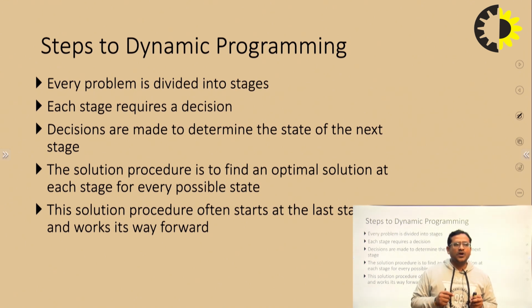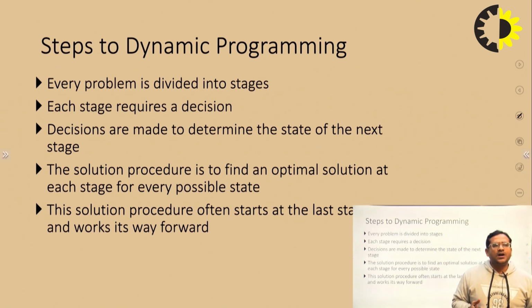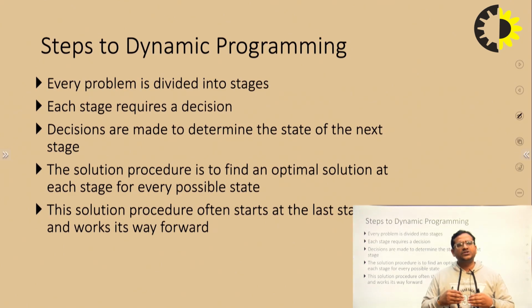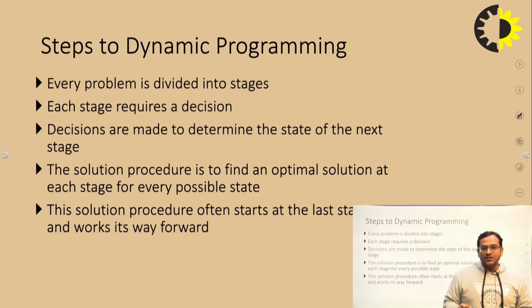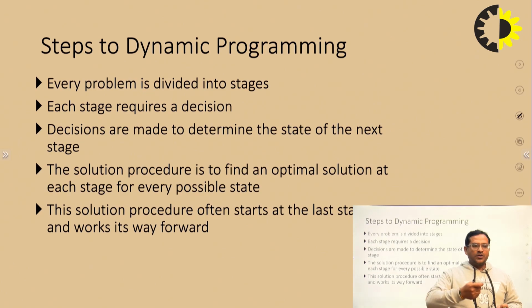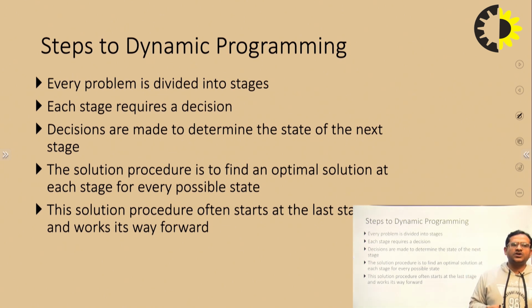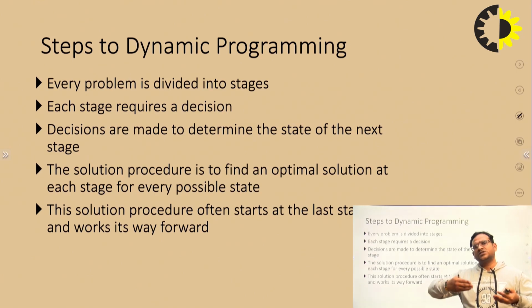What are the steps you have to follow to solve a particular problem by using dynamic programming? Every problem is divided into stages. Each stage requires a decision. You have to take a decision, and decisions are made to determine the state of the next stage. That decision is reflected in the next stage. The solution procedure is to find an optimal solution at each stage for every possible state. The solution procedure often starts at the last stage and works its way forward. These are the steps we are going to follow when we solve the knapsack problem.